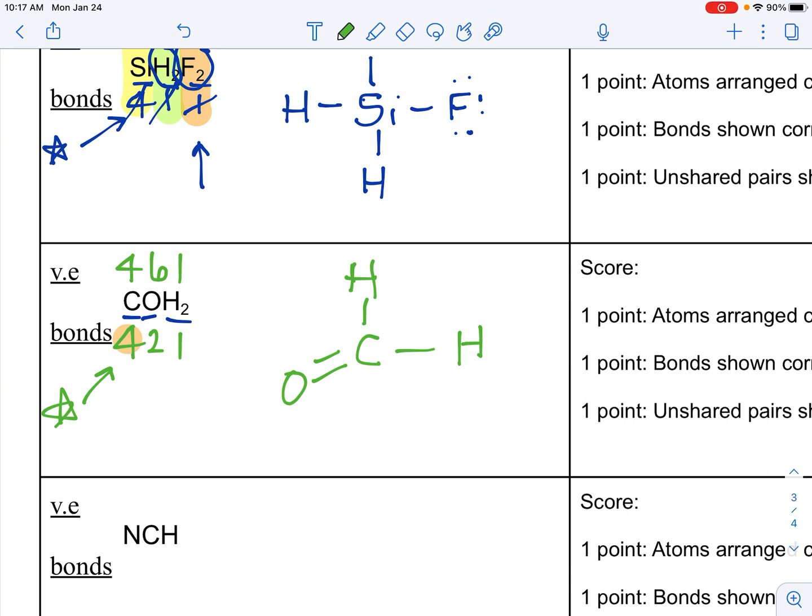Now I think about the unshared electrons. Do any of these atoms have unshared electrons that I need to show as dots?